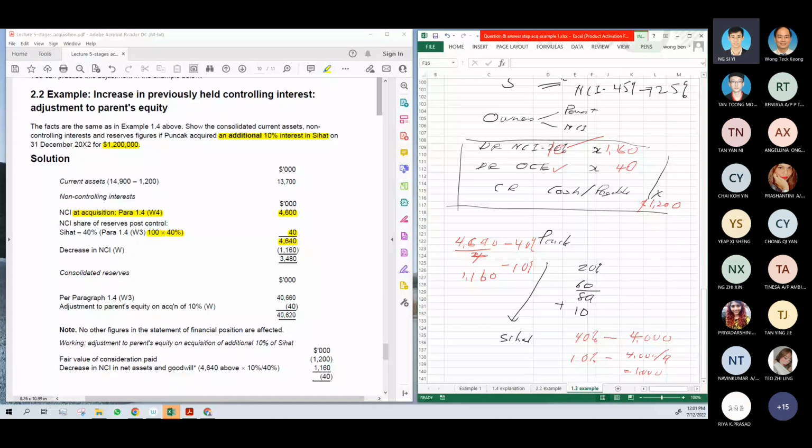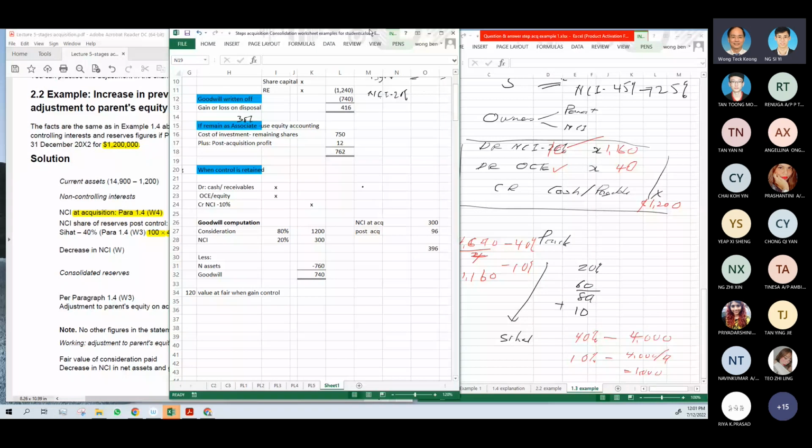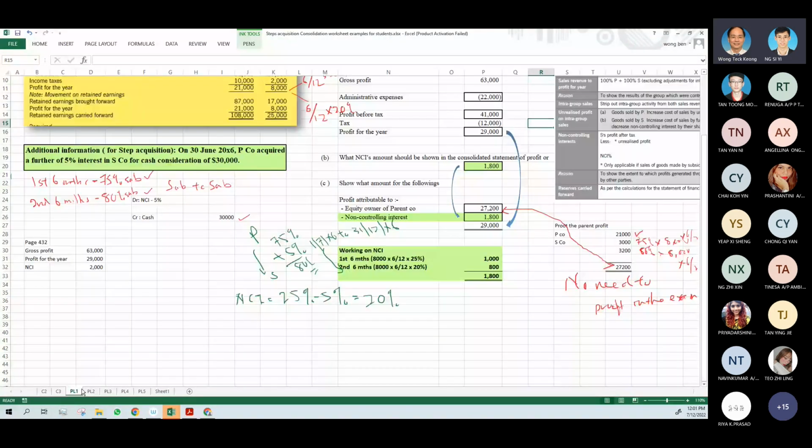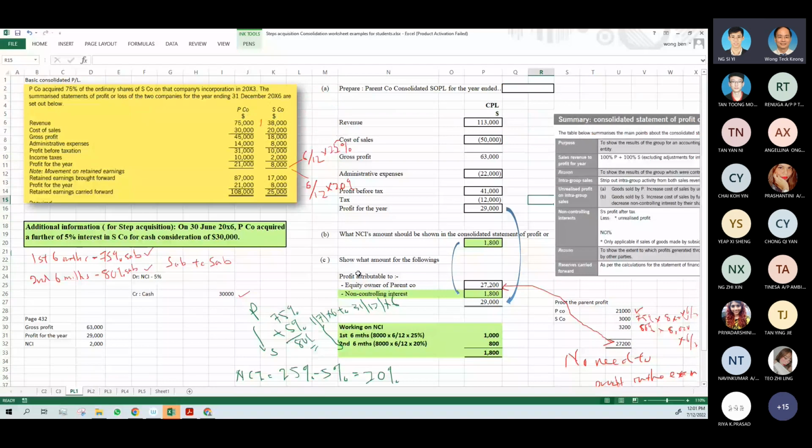Remember the P&L 1, we gave you P&L 1, P&L 2, the worksheet. Same thing. Remember the first P&L, P acquired 75% interest in S. They give you the P&L here, P Co and S Co. Now I put additional information in. For the step acquisition on 30th June, P Co acquires a further 5% interest in S for consideration of 30,000. So they pay cash, so credit cash 30,000.